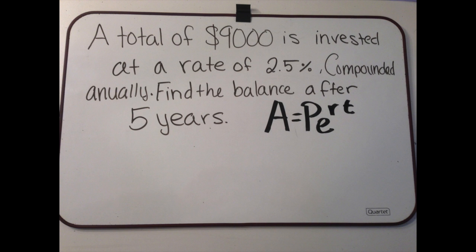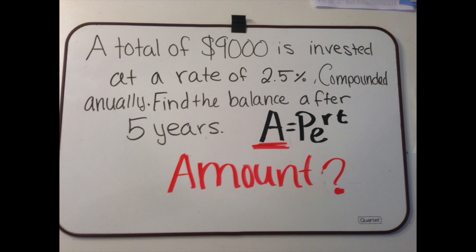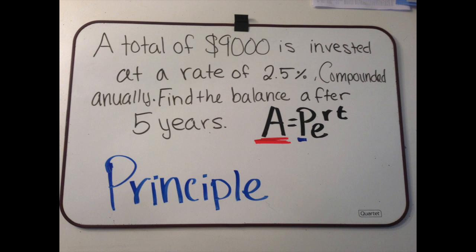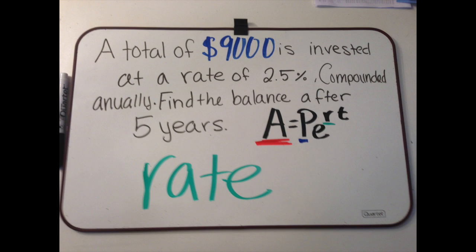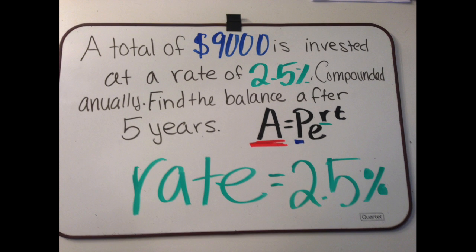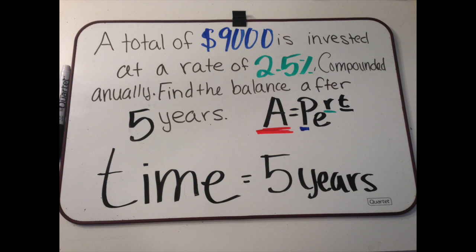Use the equation A equals PERT. What's the amount? Well, we are trying to find the amount. Now the principal, anyone know what the principal is? It is $9,000. The rate? Well, the rate is 2.5%. And time is our last factor, so find the time. The time is 5 years.